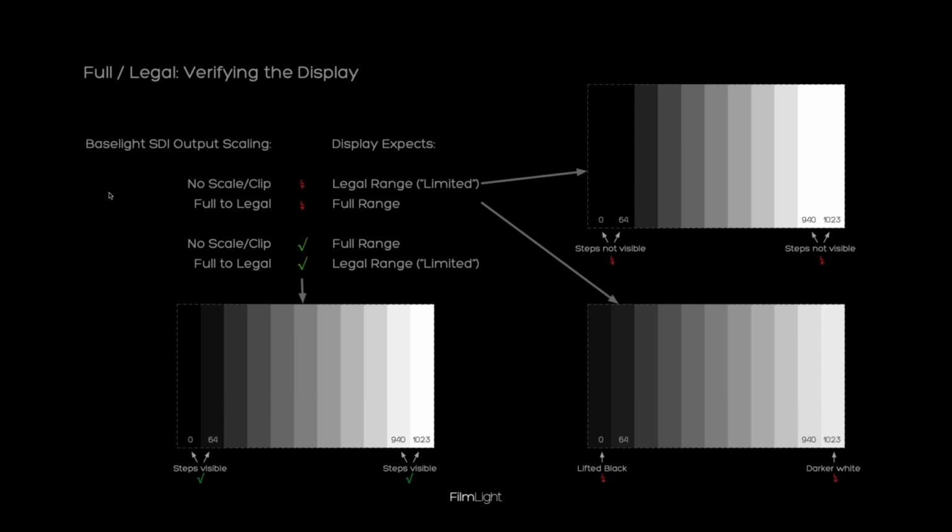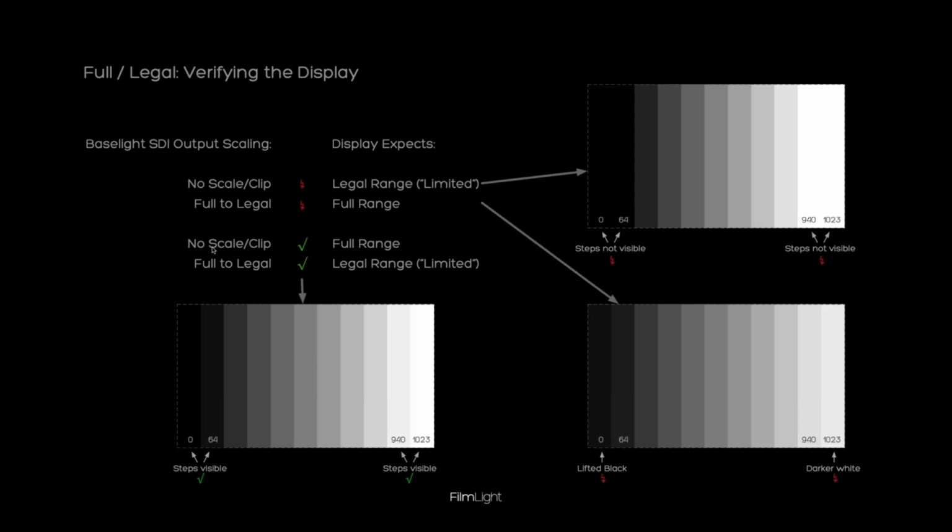So here on the left, we have the Baselight output setting, and this is what the display expects. In typical displays, the legal range is typically called limited. So if we're outputting no scale from Baselight, basically full range, and the display expects legal range, then it will look like this. This will be a mismatch because the steps are not visible here. That's wrong. If we output full to legal, but the display expects full range, then the blacks will be lifted and the whites will be a bit darker. That's a tricky one to catch, but if you follow the procedure, it should be possible.